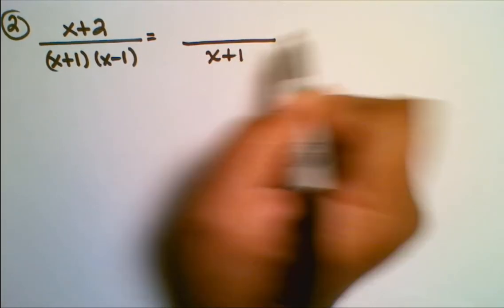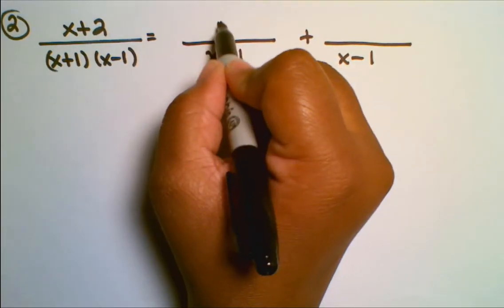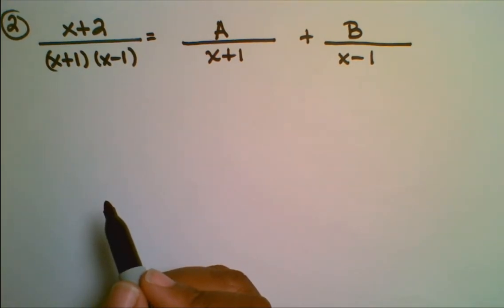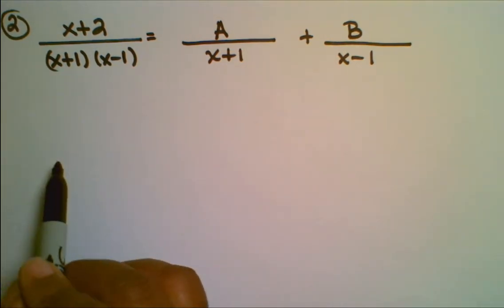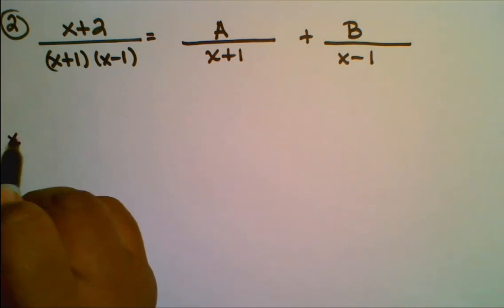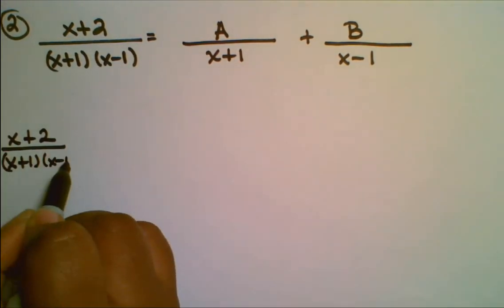We have x plus 1, we have x minus 1, but we do not know our numerators. That would be the unknown, so we're going to label them as A and B. Then what we're going to do is multiply both sides by the LCD. You don't have to write this part out, but let me write it out just for the sake of having a little bit of space.